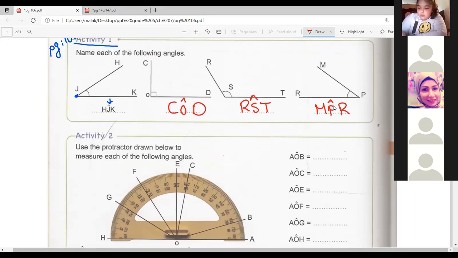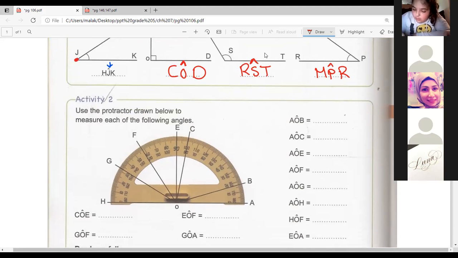Okay, I will repeat, Mariam. We said in order to name any angle we name it by 3 letters. We can start, for example in the first one, with H or K. Both of them are correct. But the vertex has to be in the middle. The letter J always has to be in the middle. So we can say H, J, K or K, J, H. The vertex always has to be in the middle, and to distinguish the vertex from the other letters, we put a hat above the vertex. Okay? Now activity 2, we will measure the angles AOB, AOC and so on.